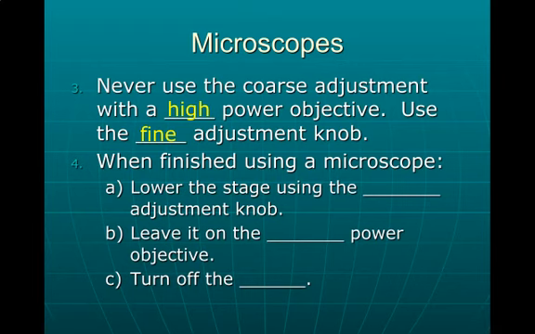When you're finished using the microscope, you're going to lower the stage using the coarse adjustment knob. Move it down real quickly. Then you're going to leave it on the lowest power objective and turn off the power. So I should never see microscopes left with the stages all the way up or on a high power, or even more frustrating, the light on. Make sure that you've got the stage all the way down, that you've got the lowest power objective switched over, and that you turn off the microscope.